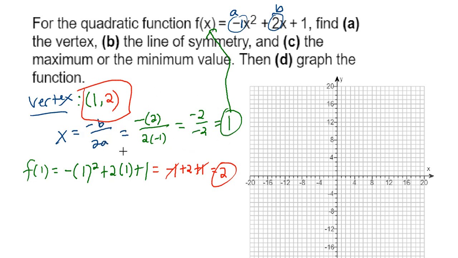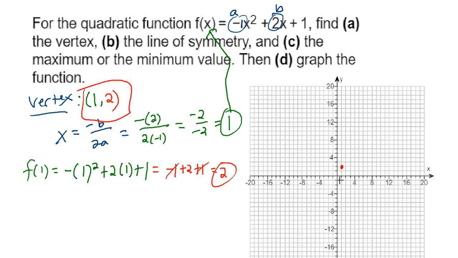This could easily work out to be a fraction, and we will see, hopefully, at least one example of that happening. All right, so we get 1 comma 2, which will be right here. Now, I don't know if that's a maximum or a minimum yet until I know whether the parabola is right side up or upside down. You actually can know this already. We talked about this in the last section briefly.